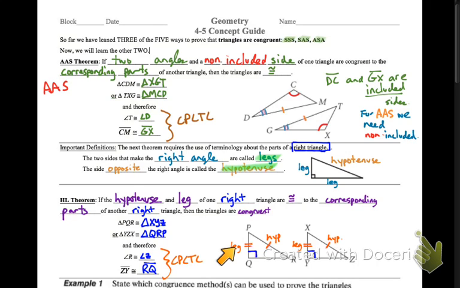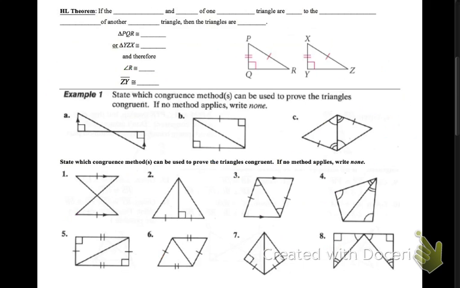So this is a special piece that only goes with right triangles. We're going to learn a lot more about right triangles in the third quarter. That's going to help explain why this is what it is. But for now, let's just go with this. Just know that if you have a hypotenuse and a leg that's congruent to another hypotenuse and a leg of a right triangle, HL is our reason.